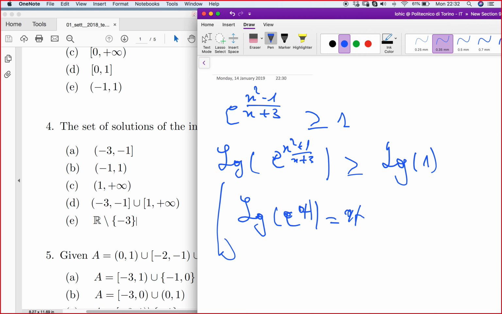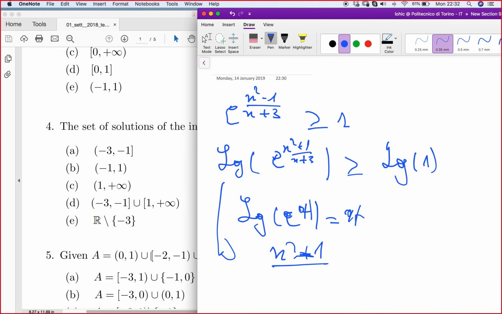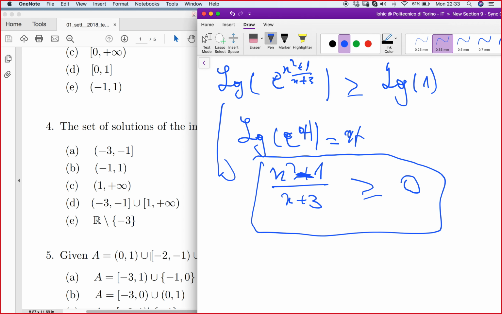So this will just be x squared minus 1, excuse me, over x plus 3, greater or equal than the logarithm of 1, which is 0, right? When I write ln or log, it is the same. Yes. Is that clear?